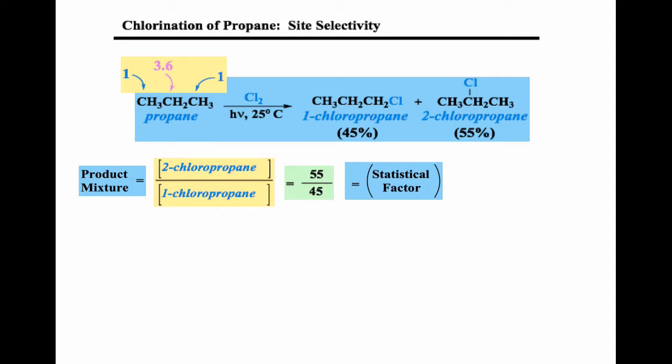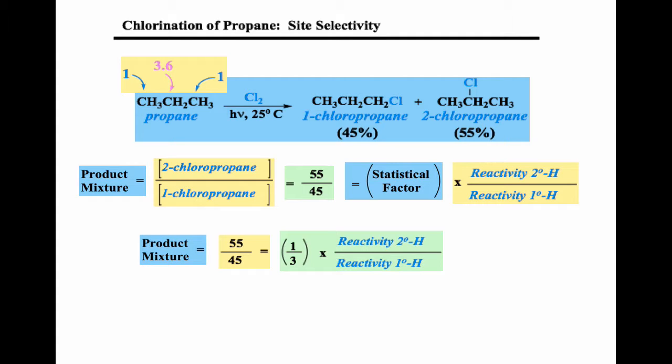And that's going to be equal to the statistical factor times the reactivity of a secondary hydrogen over the reactivity of a primary hydrogen, okay? Notice 1-chloropropane, its quantity, the statistical factor, and the relative reactivity, okay? So that's how, because this arises because of an abstraction of a primary hydrogen. That's why you have the reactivity of the primary hydrogen down here, okay? So now we know what that is. We know that the statistical factor is 1 to 3 because there's a relative ratio of 1 to 3, right? So we've got that set up. Now how do we calculate this? We just do a little algebra, right?